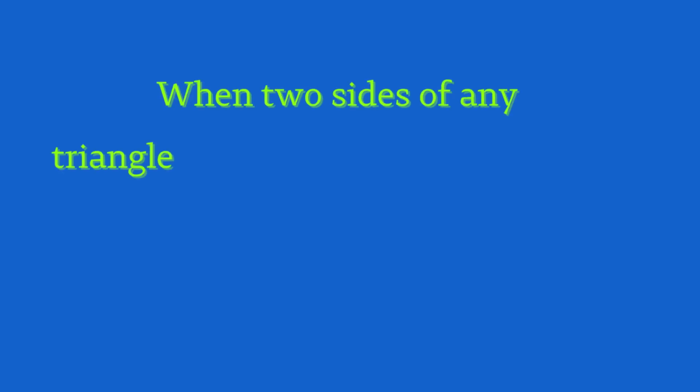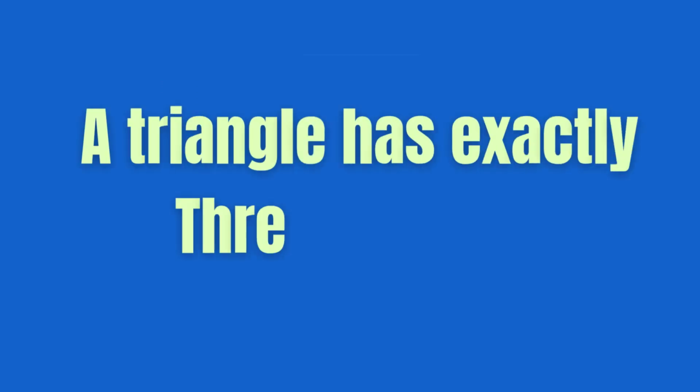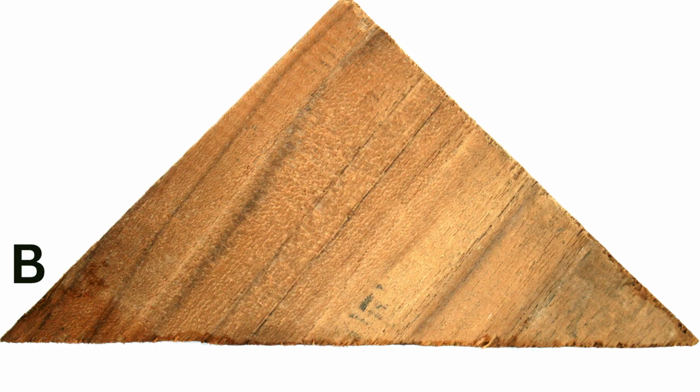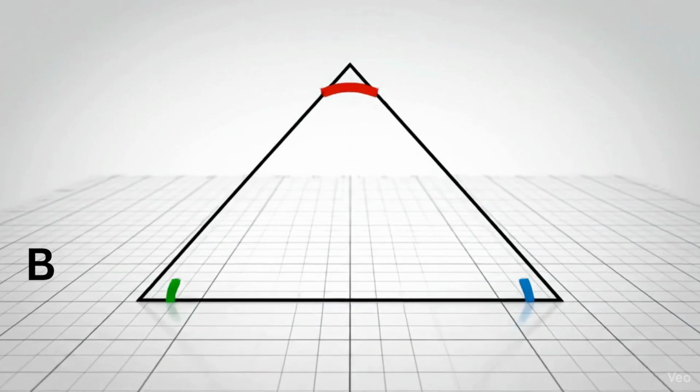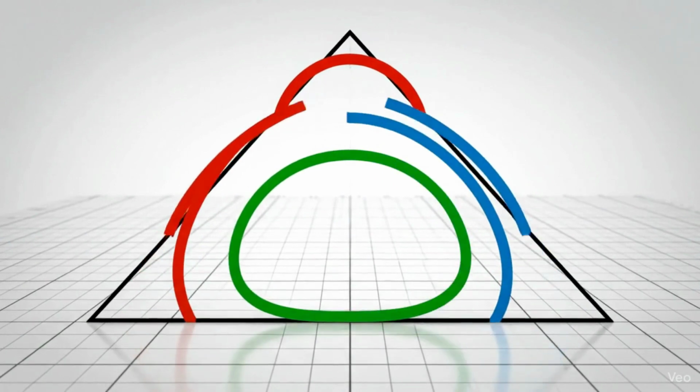When two sides meet, they form a corner point. This point is called a vertex. A triangle has exactly three vertices. In triangle ABC, here A, B and C are the three vertices. A triangle also has three angles.